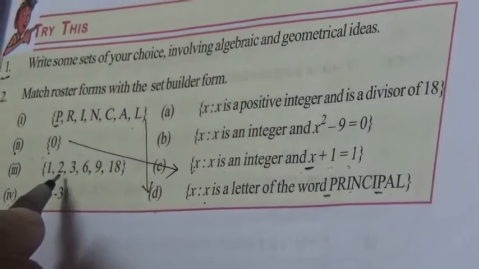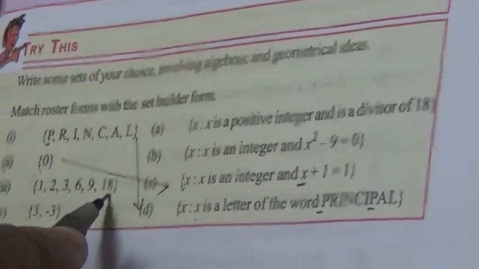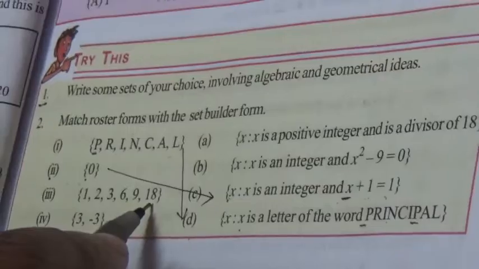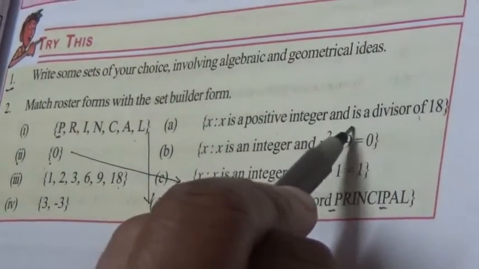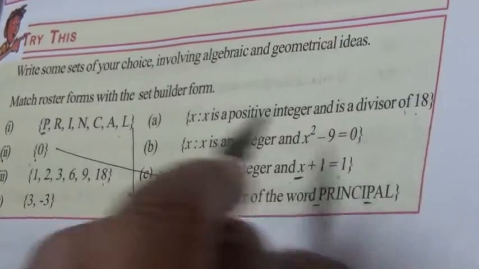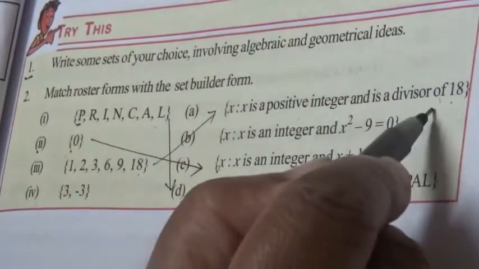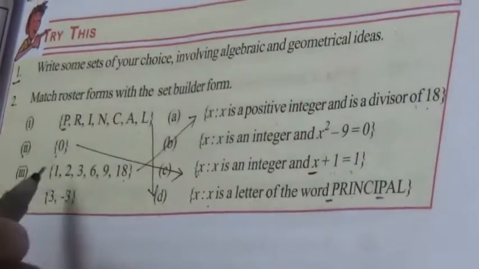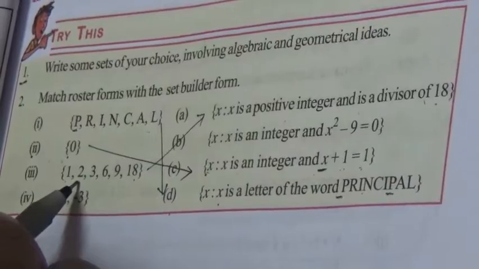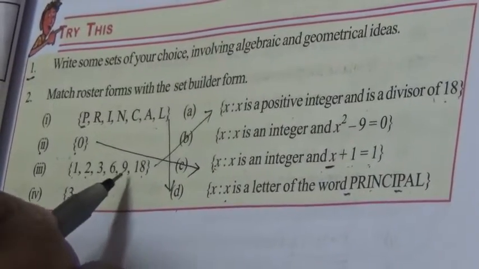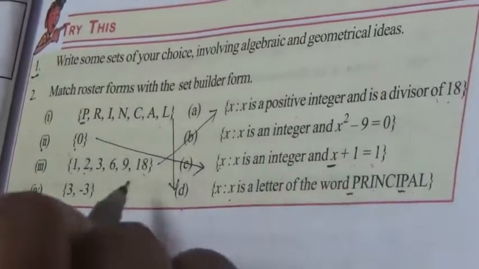So look here, 1, 2, 3, 4, 6, 9, 18. What are these numbers? These all are the divisors of 18. Positive integers that are divisors of 18. So these all are the factors, divisors or factors, whatever you want. In the 1 table, 18 is a multiple, so 2 table, 3 table, 6 table, 9 table, 18. So it is a divisor, meaning it is a factor of 18.